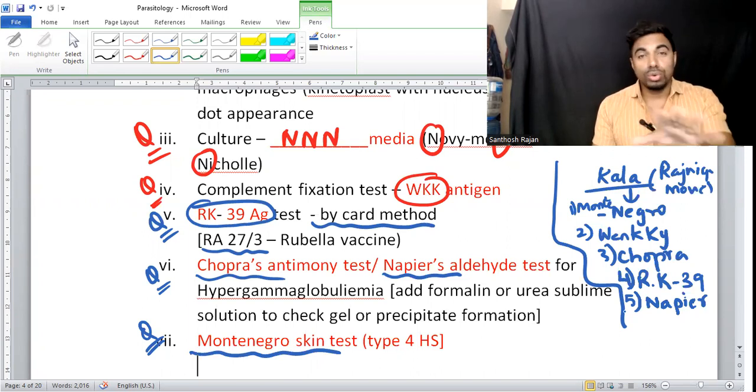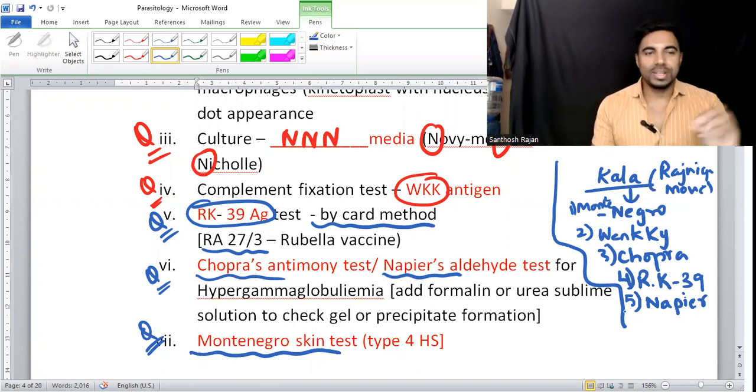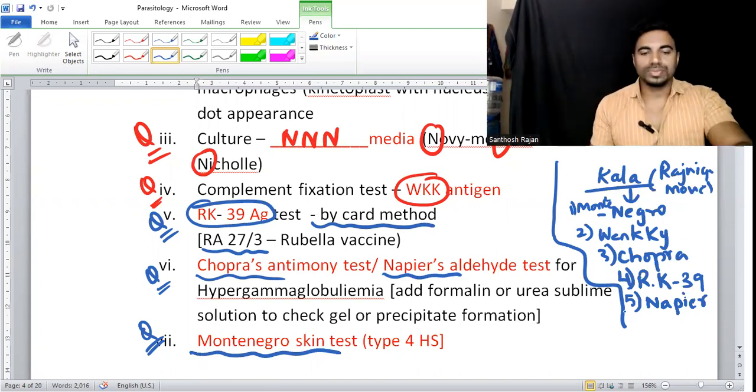It's a bit twisting because you might confuse it with other terms. There are a lot of terms like this coming, so that's what I want to stress. Please remember, the Montenegro skin test is a type 4 hypersensitivity reaction. That's it. Now next.